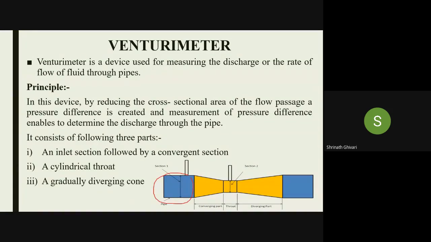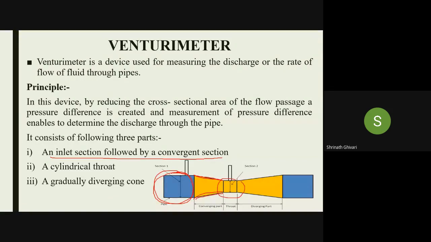This is the inlet section, and the venturimeter is connected to a pipe through which we have to determine its discharge. So that inlet section is followed by a convergent section. This is the pipe to which we are connecting the venturimeter, and it is followed by a convergent section. The body is converging. This is the convergent section.